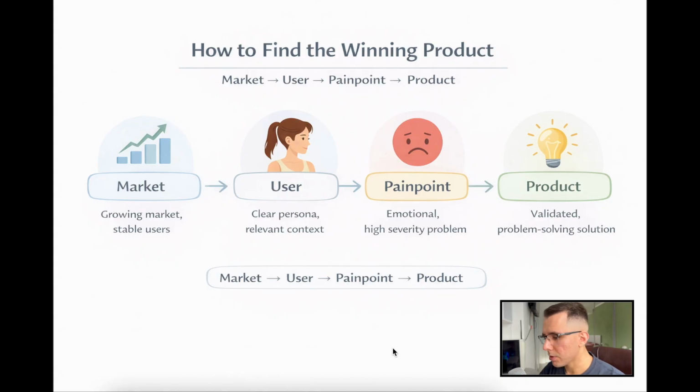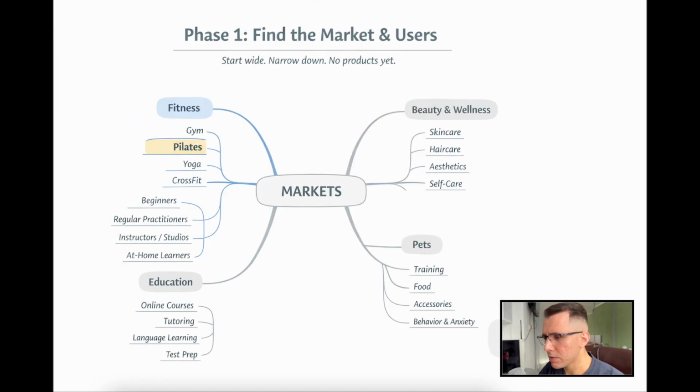So the first step in our framework, in our process of building a winning product for our e-commerce, is to find the market and the users. In product management, we have a cool instrument called mind mapping. It's basically a diagram where we brainstorm different industries, different niches, different user personas to spot the demand, to think in the right direction.